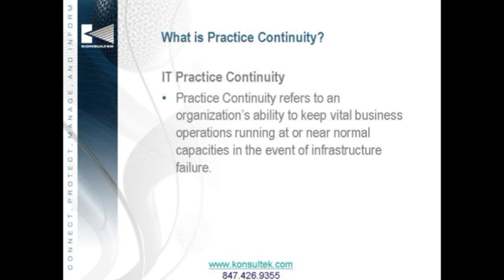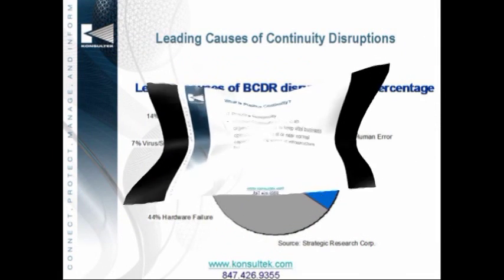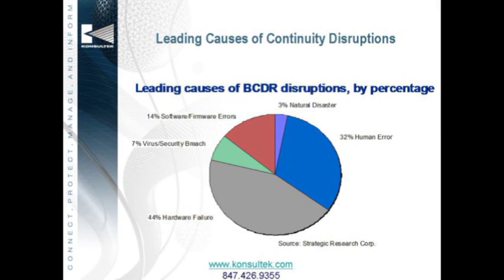Now, one of the interesting things when you begin to study disruptions, and here's a slide from another white paper that uses the term BCDR, and by that I simply mean business continuity and disaster recovery. But if you take a look at this pie chart, one of the things that should jump out at you is that there are a lot of different ways that continuity becomes disrupted. And let's just look at the larger ones. 44% from a hardware failure.